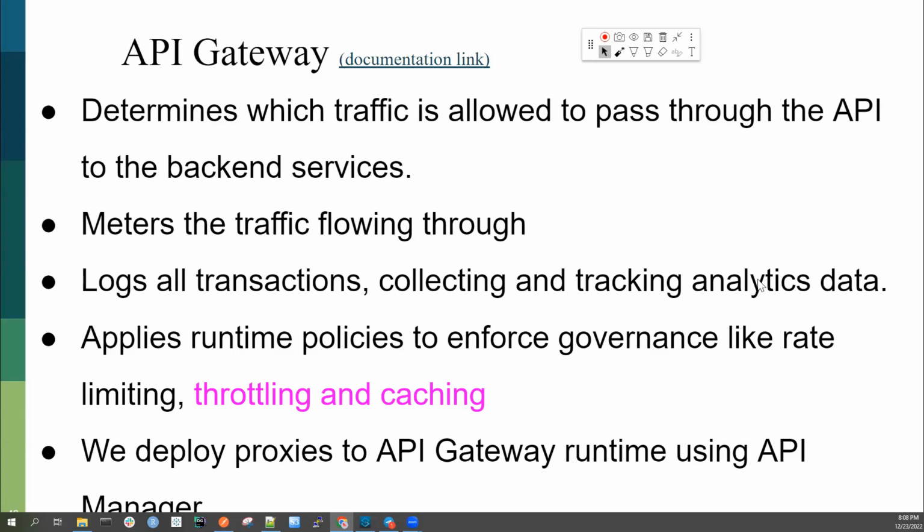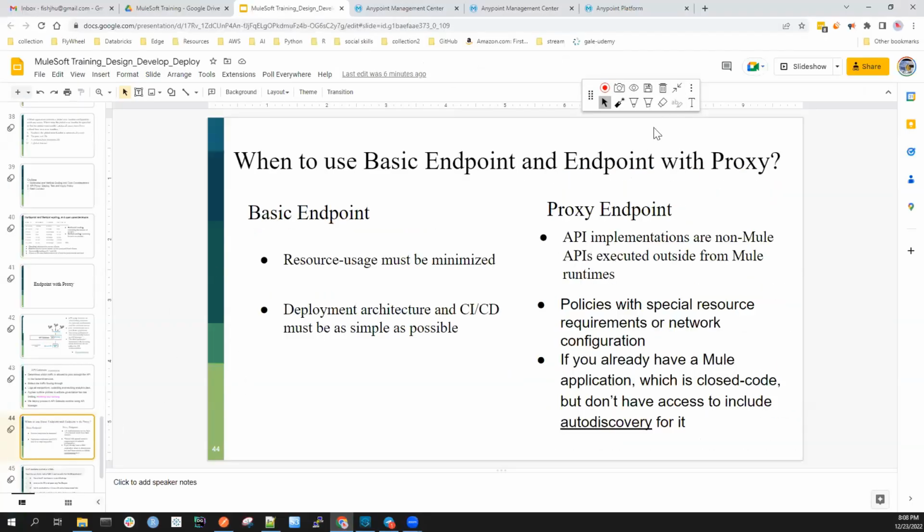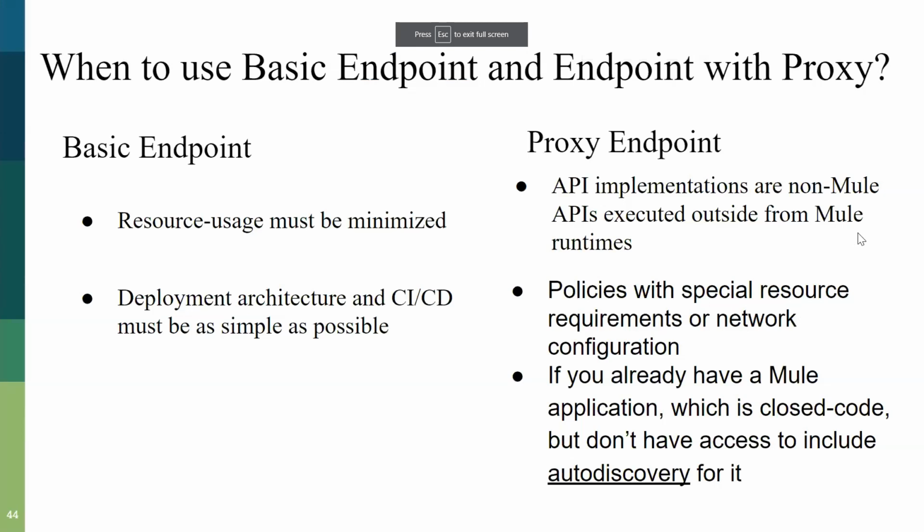Now let's see it practically. And also we saw this slide that compares when to use a basic endpoint versus an endpoint with proxy. We use a basic endpoint when we have resource constraints, because a proxy uses additional vCores, additional compute resources, so it incurs more cost, whereas the basic endpoint is only the actual implementation.